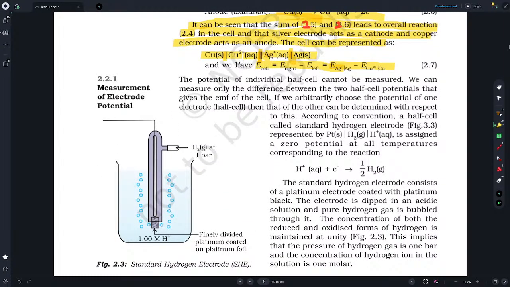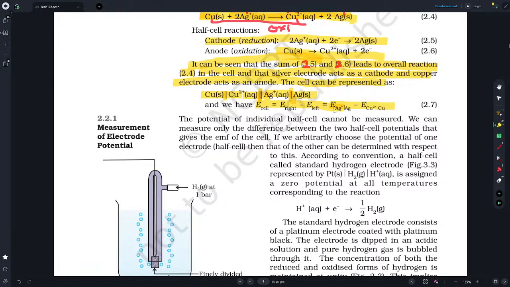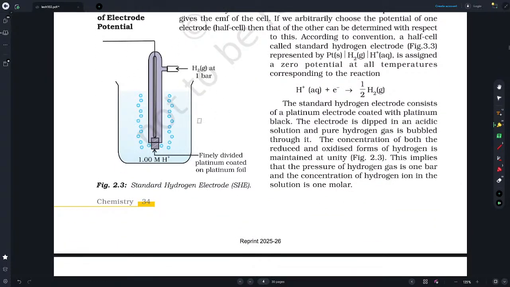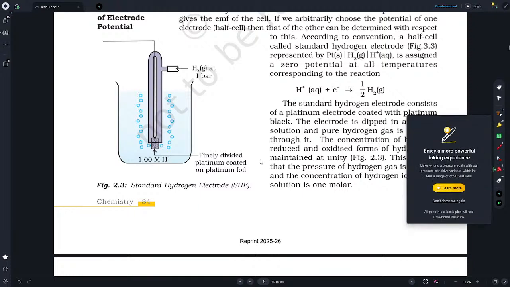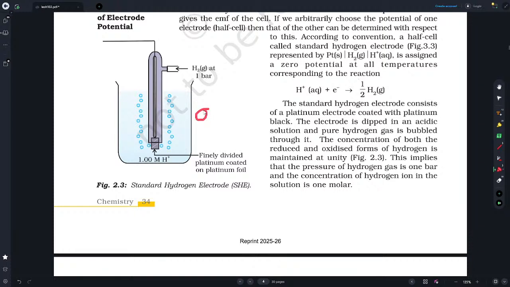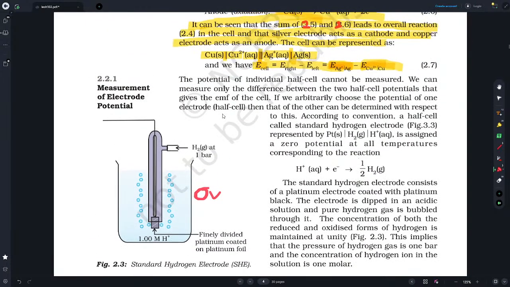One more note is that the potentials of individual half cells, for example E of Ag+ to Ag or E of Cu2+ to Cu, cannot be measured. What we can measure is only the E of the cell by connecting a voltmeter to the cell. We cannot measure the individual half reactions here. But the measurement is done by taking the hydrogen electrode, the standard hydrogen electrode, which we take as zero potential, and with respect to hydrogen we find the E of the individual half cells.